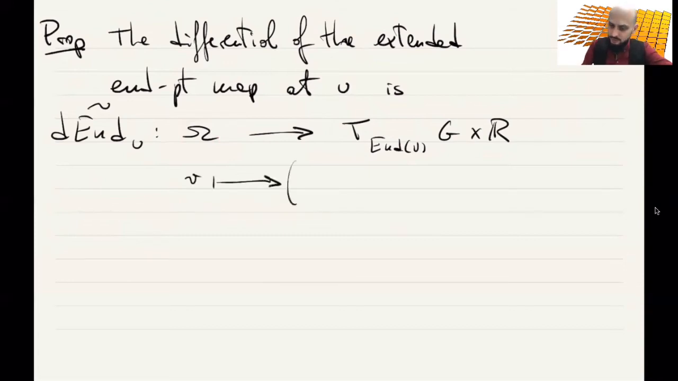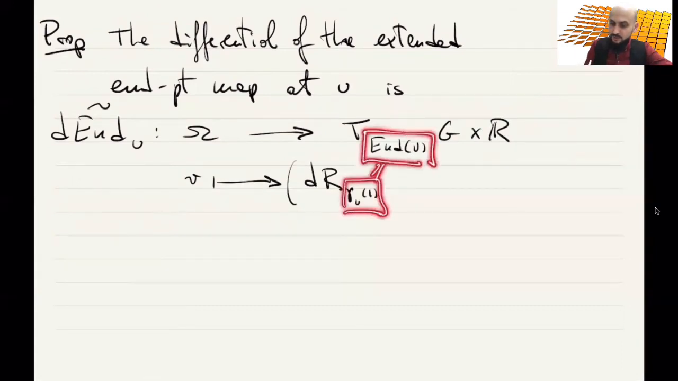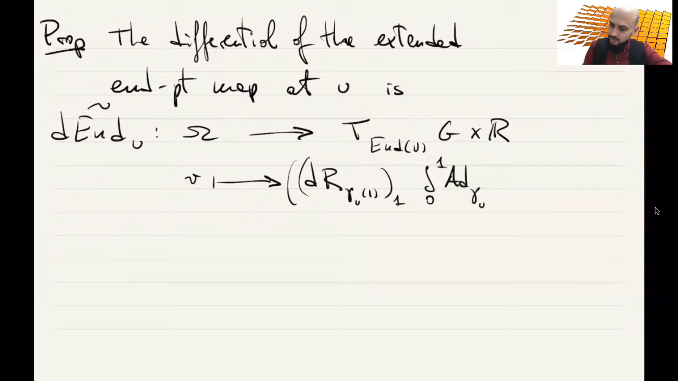Okay, last time we saw that the differential of the endpoint map is the right translation by gamma u of 1. Sometimes I'm writing gamma u of 1, sometimes the endpoint map of u, but this is just the same thing. So it's the right translation, push forward, of the vector that is the integral between 0 and 1 of the adjoint of gamma u of t applied to v(t) dt. This is the first coordinate, and the second coordinate is, as we just calculated, the scalar product between u and v.